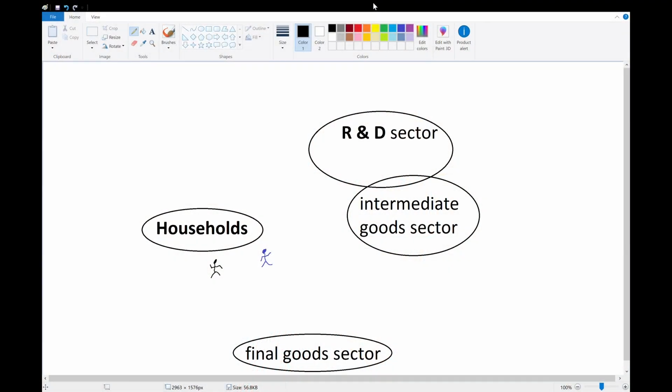So the basic outline of Romer's endogenous growth model is as follows. We have households here, okay? And these households, they consume a final good, which we call Y, okay? So Y goes basically here, so they consume the final good, okay?